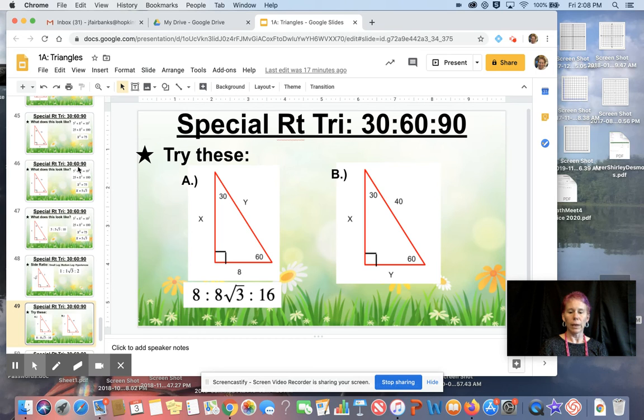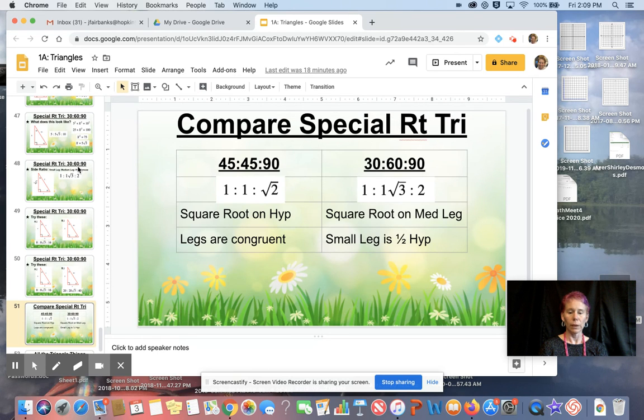In triangle B, I know my hypotenuse is 40, so I can cut that in half for my y, and my y ends up being 20, and my medium side is 20 root 3 for a ratio of 20 to 20 root 3 to 40. So just to compare those, the 45, 45, 90 has the side ratio of 1 to 1 to square root of 2, where 30, 60, 90 is 1 to 1 square roots of 3 to 2.